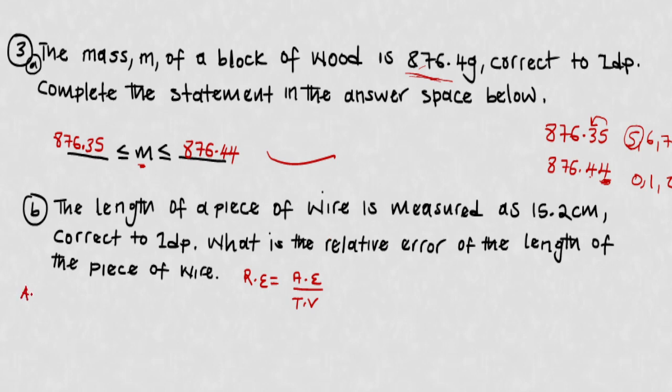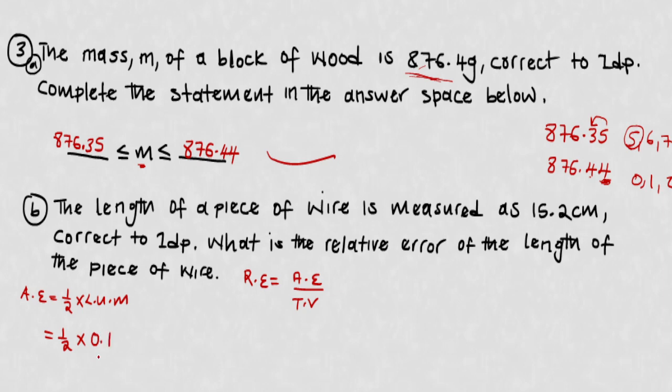The absolute error is given by half of the least unit of measurement. So I'll say half, then what is the least unit of measurement? This is how you can find it. The least unit of measurement for a number that has one decimal place is 0.1.